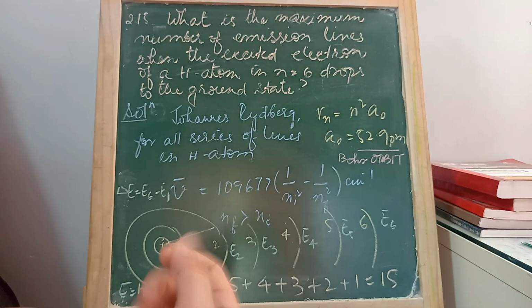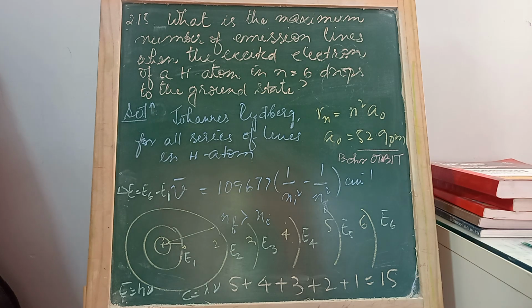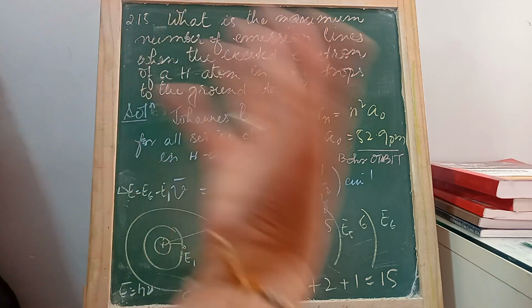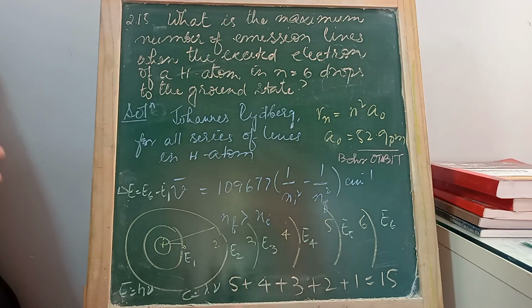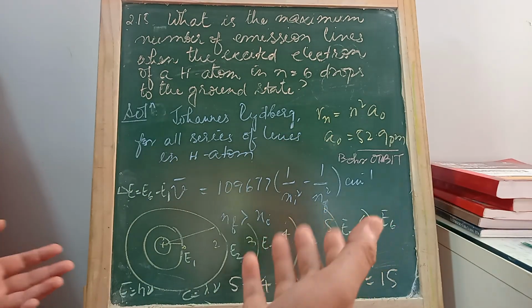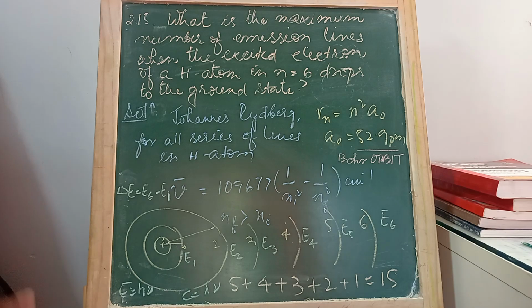What are the maximum number of emission lines? Well, what is emission lines? So we know that when any atom in its gaseous state, we make sure that electromagnetic radiation is passed through it, or it's heated. It absorbs the electromagnetic radiation, or after some time it may again emit electromagnetic radiation.